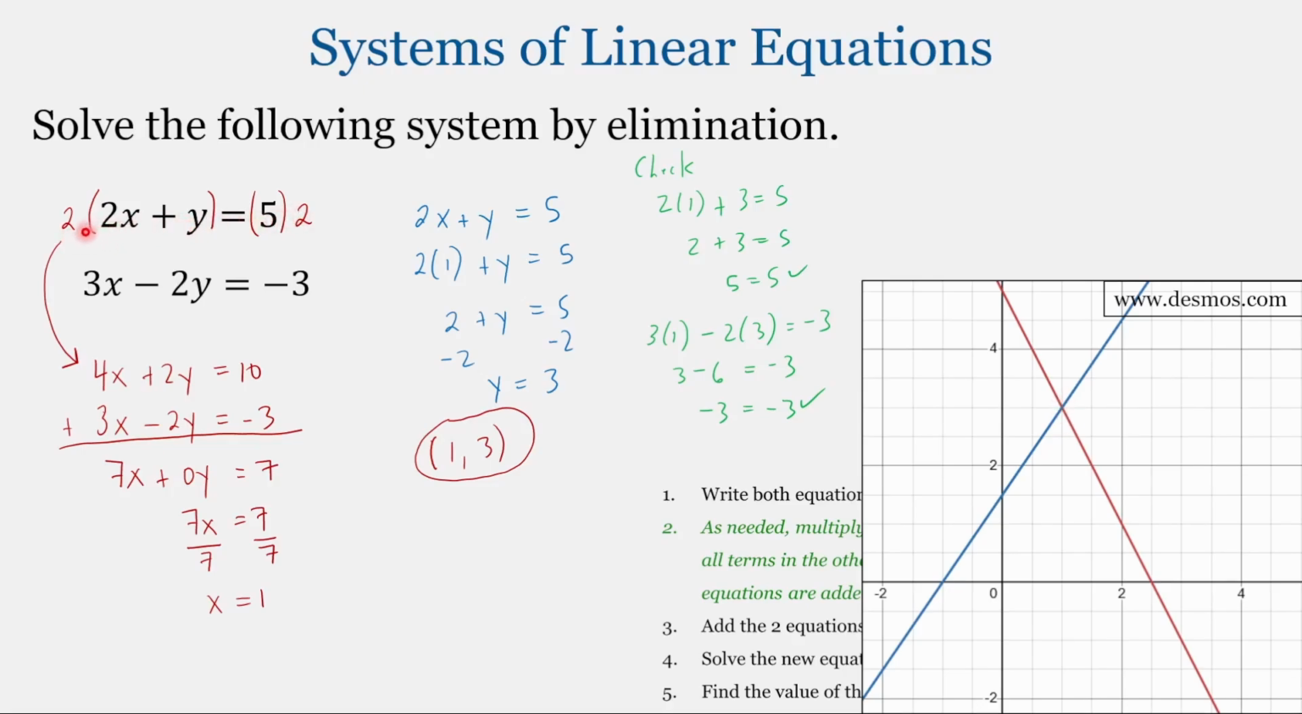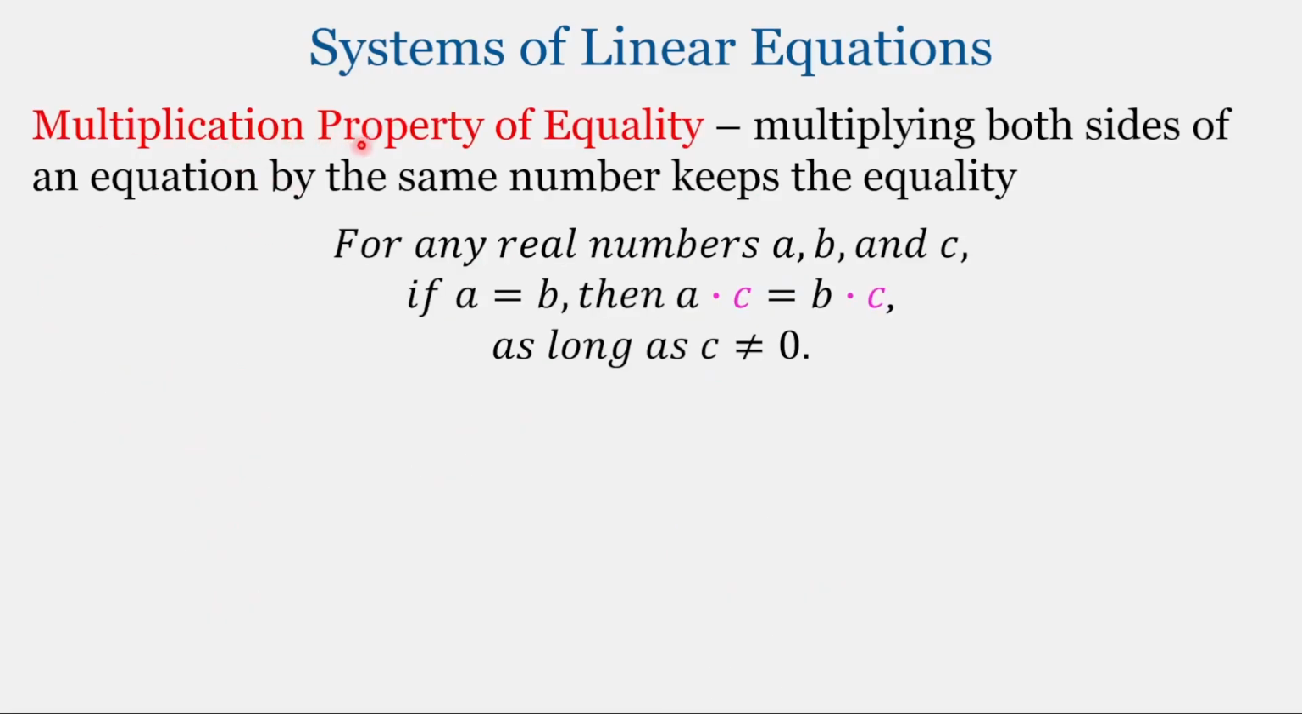So why were we able to multiply both sides of this equation by the number 2? We used the multiplication property of equality. So when we multiply both sides of an equation by the same number, we keep the equality. So for any real numbers a, b, and c, if a is equal to b, then a times c is equal to b times c, as long as c is not equal to 0.